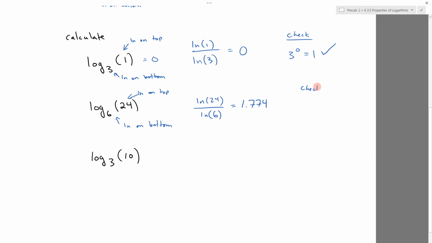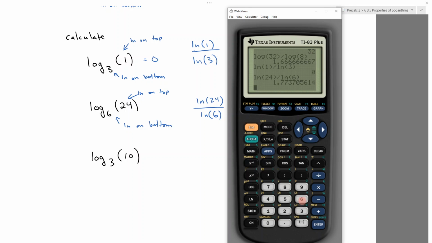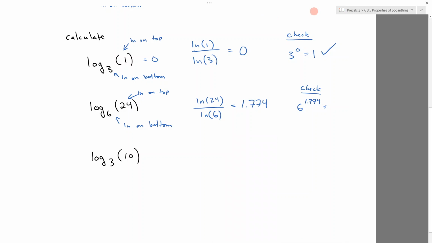So again, you can check. The base raised to this power should give you this thing. So 6 to the 1.774. Obviously it's not going to be exact this time because I rounded. See, it's about 24. Again, it's a little bit off because we rounded, but when you do the calculation, it should come out to be what you want.